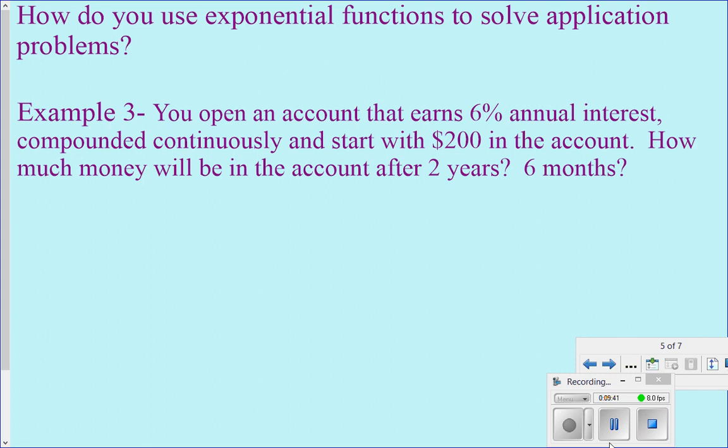So next we're going to open an account, same percentage, same dollar amount, same amount of time. The difference this time is it's compounded continuously.